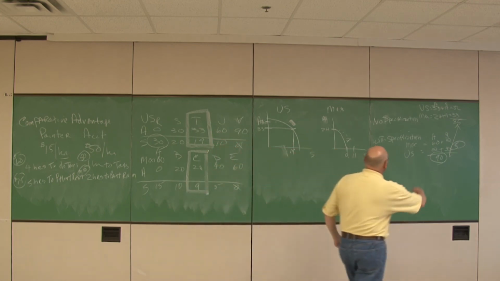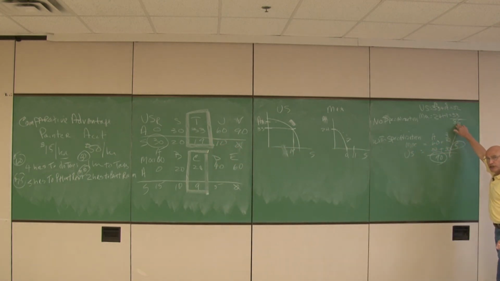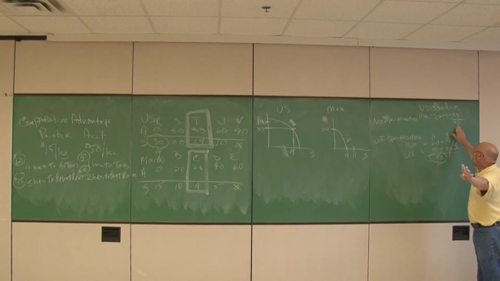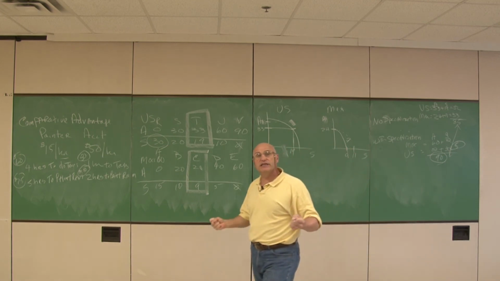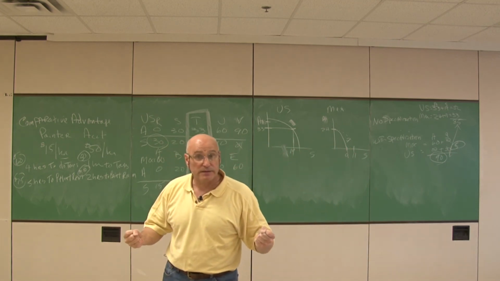And this is verified up here again. Without specialization, we're only producing 85 goods between the two countries, and when we do specialize, we produce 90 goods. So there is an advantage to trade.